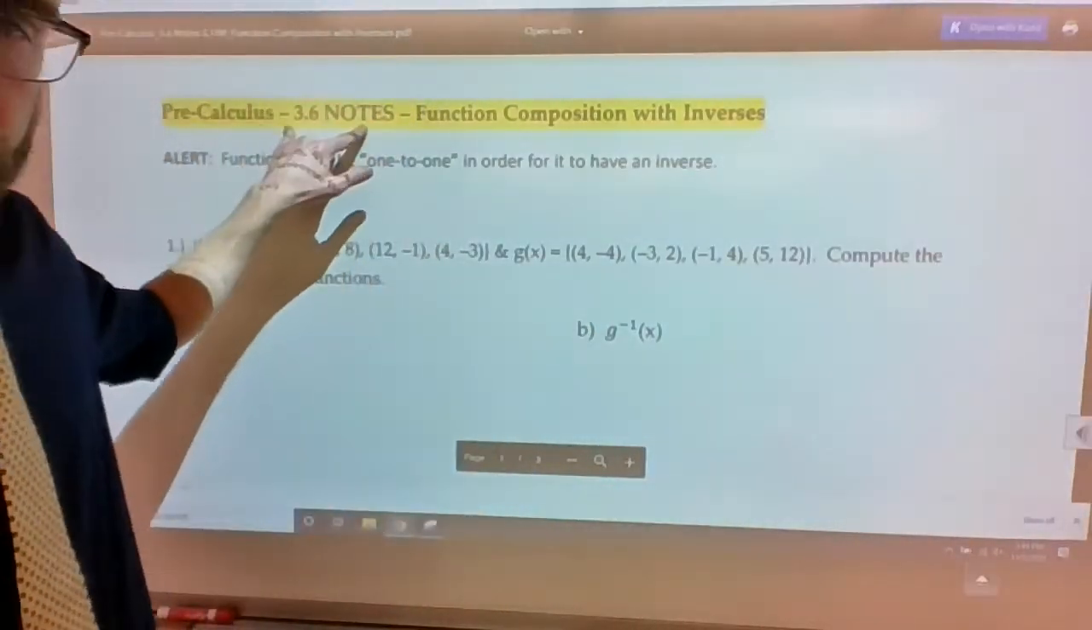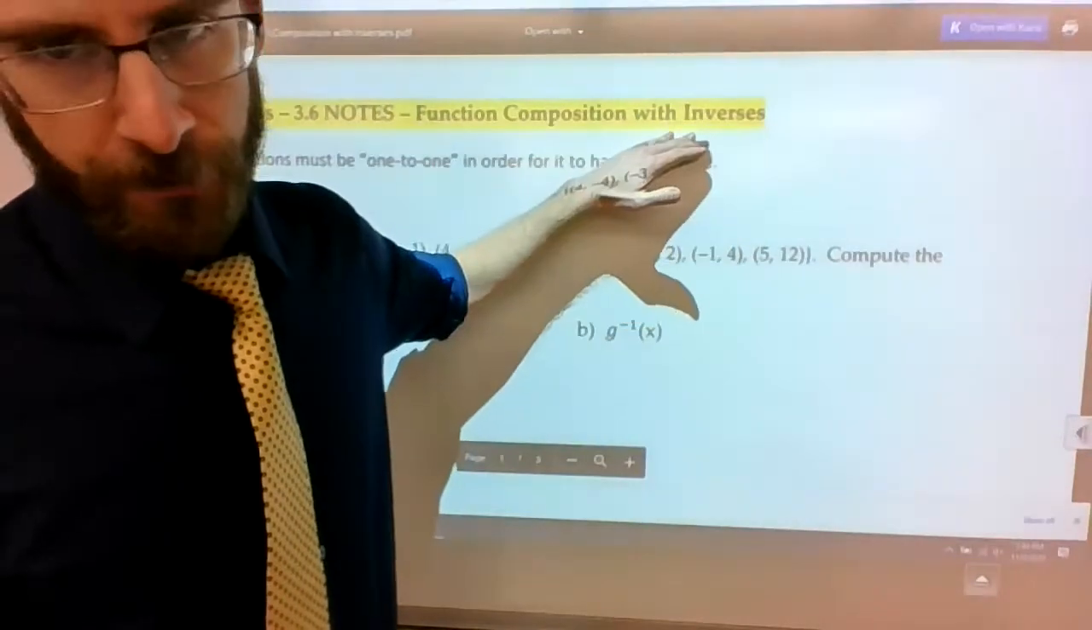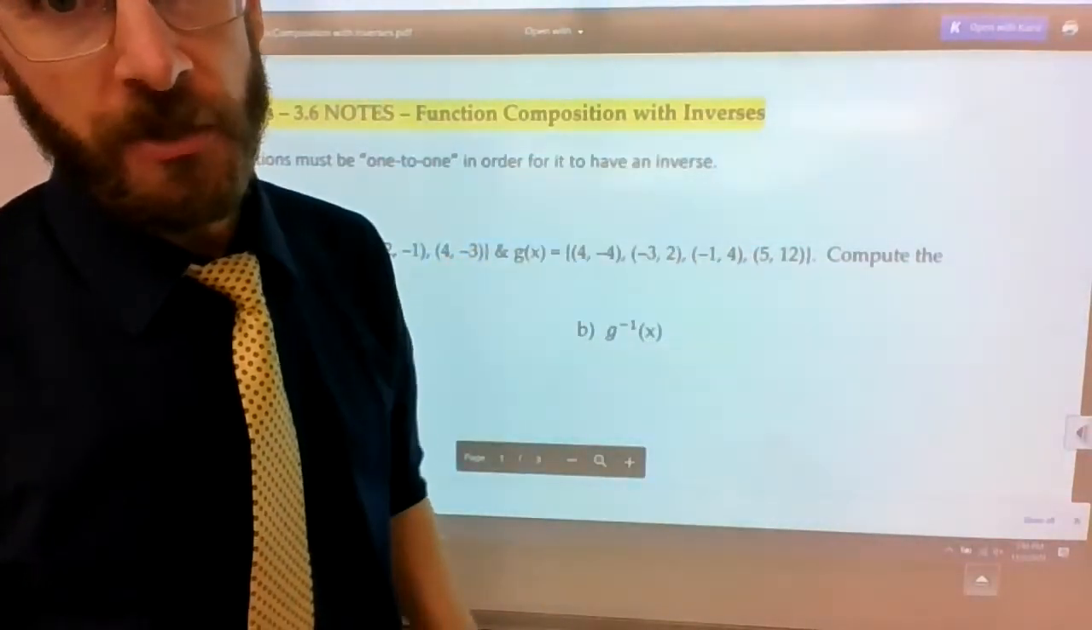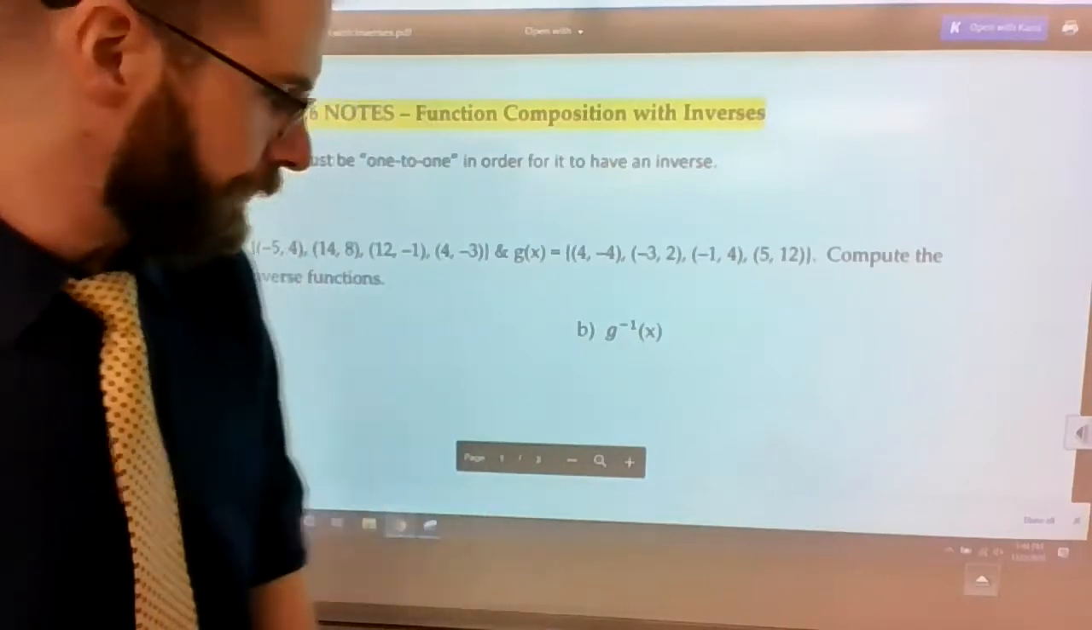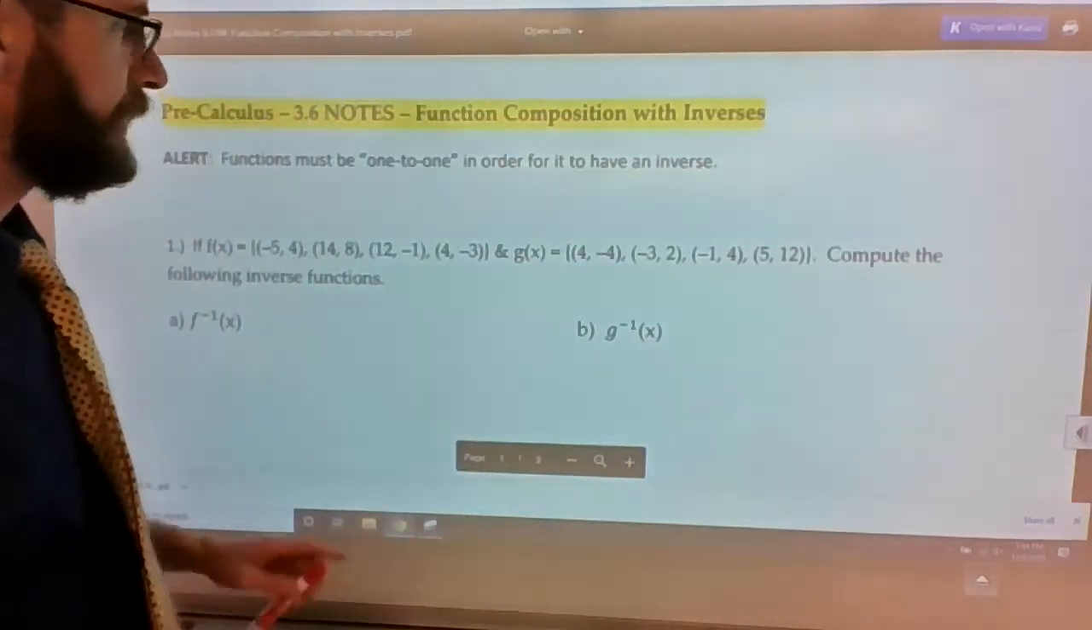It's over section 3.6. It's all about inverses of functions. So, before I talk just straight up about how to find inverses, I should probably explain what it means.